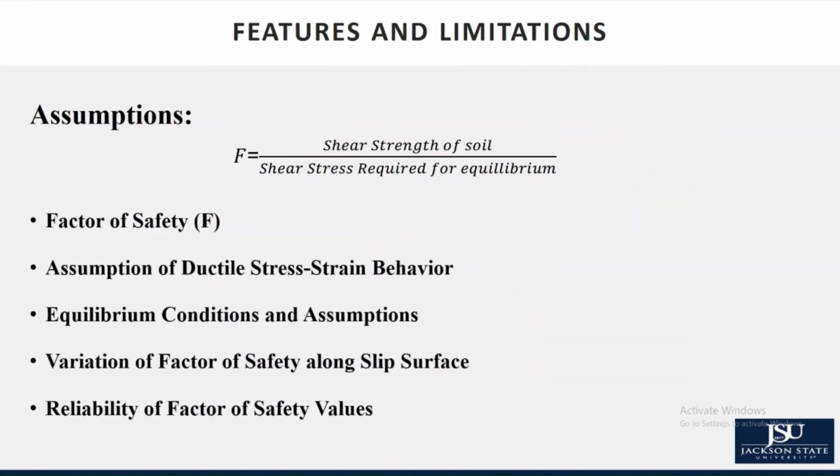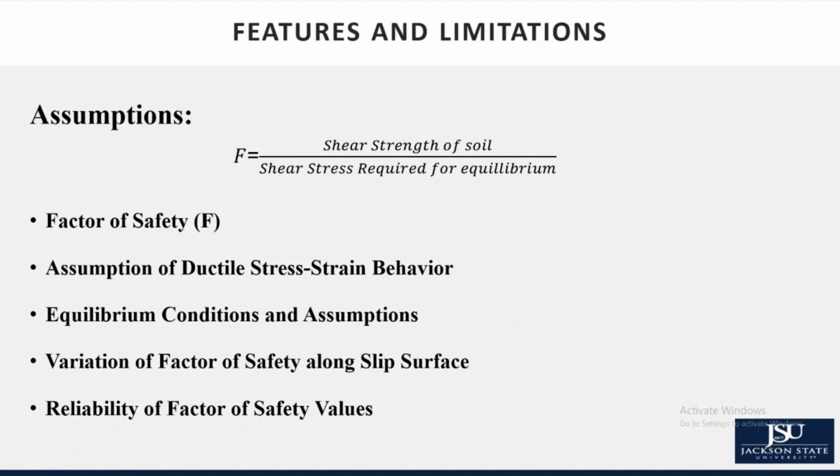All the methods of slope analysis, limit equilibrium, are based on some assumptions. First of all, the methods employ the same definition of factor of safety. The factor of safety is the shear strength of soil divided by the shear stress required for equilibrium. In equilibrium analysis of slope stability, the stress-strain behavior is ductile and the soil doesn't have a brittle curve.